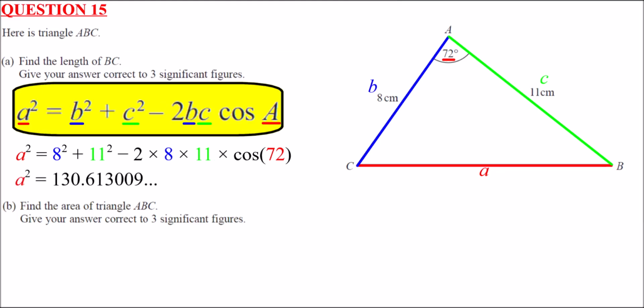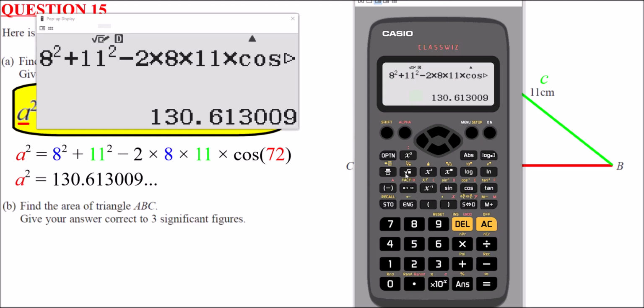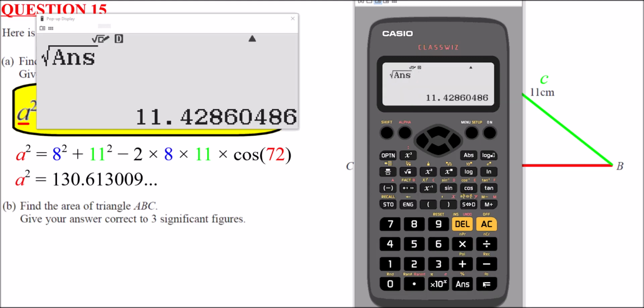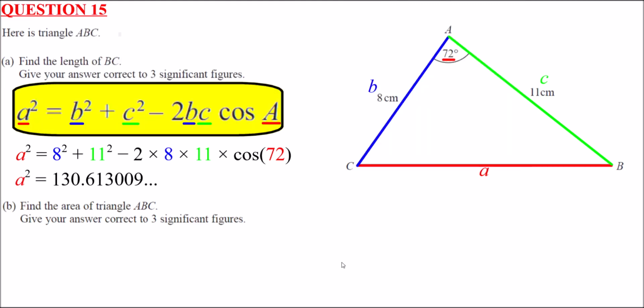Final step, we can now square root that. So square root our answer, press equals. We get 11.4 correct to 3 significant figures. So therefore square rooting that gives us 11.4 centimetres. Part B, we need to find the area of triangle ABC. There's a formula for that as well, which is an extension of area's half base times height essentially. So because this is a formula, it'll be in terms of different letters as well.